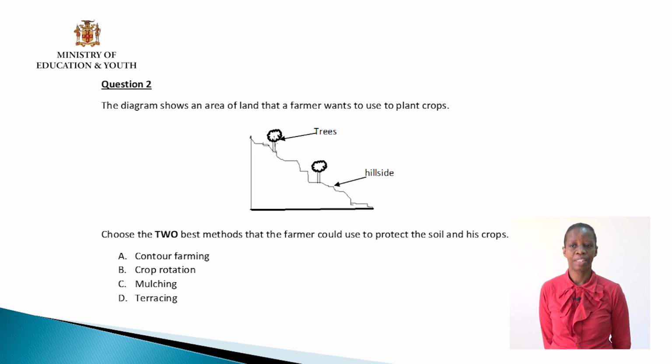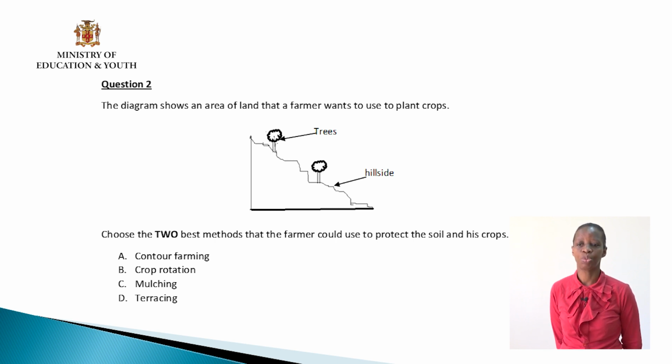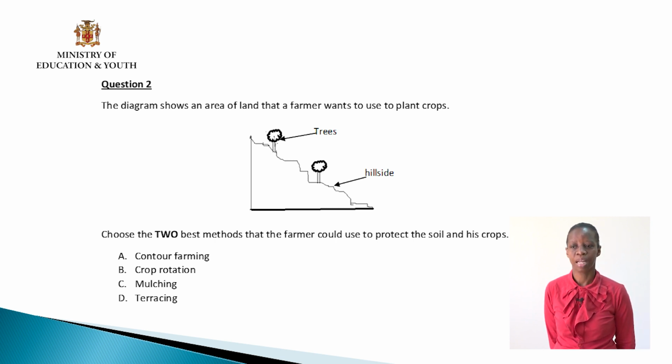Again, try to look at all the information given. It is farming on the hillside, so that's very important. Because it's on the hillside, the methods we choose would have to apply to that type of farming. So which two methods would you choose? Write them down and let us check our answers to see if we have the correct answer.